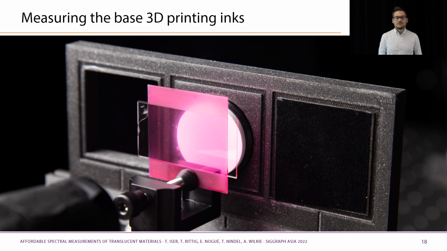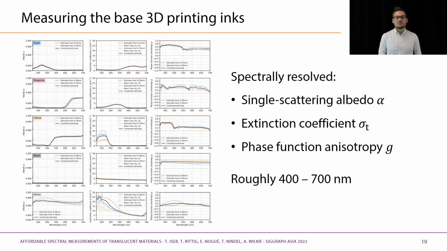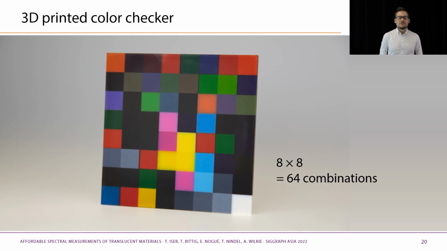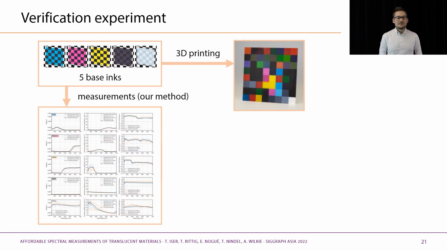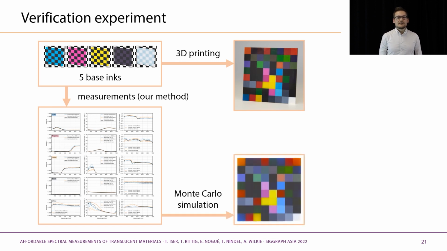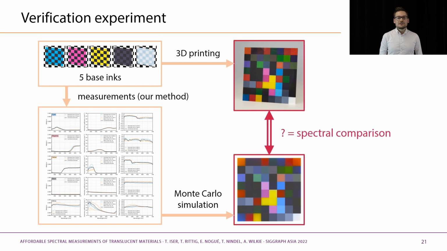This picture shows a thin magenta sample measured against the white background. The process results in spectrally resolved properties for each of the 5 inks. The accuracy was verified by 3D printing a color checker containing 64 combinations of base inks. Because we measured the inks that the color checker was printed with, we could also simulate its appearance on a computer. We compared the spectra of the virtual color checker to the real physical one.